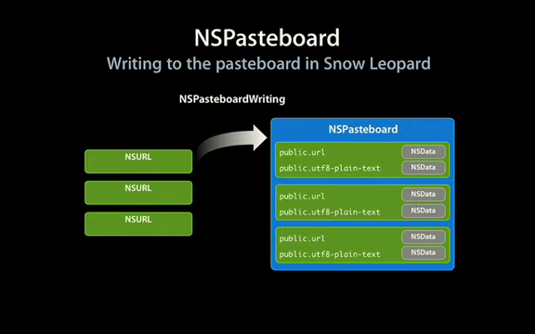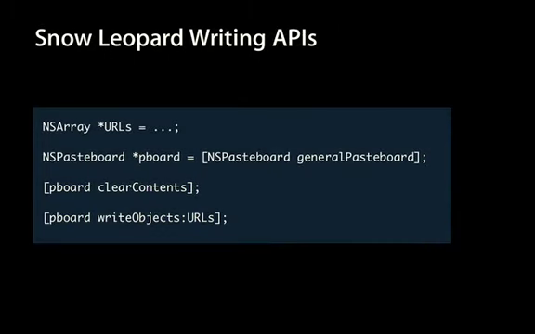So what does this operation look like in code? Something like this. So we have an array of URLs, and we get hold of a pasteboard. That hasn't changed at all in Snow Leopard. We clear the contents, and then we write the objects. We hand in that array of objects that implement NSPasteboardWriting. And I don't know if we could have shortened it any more than that.